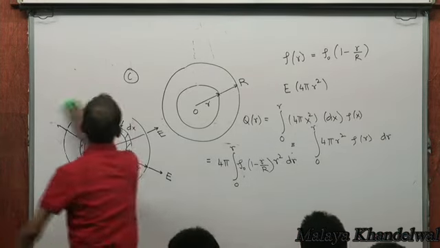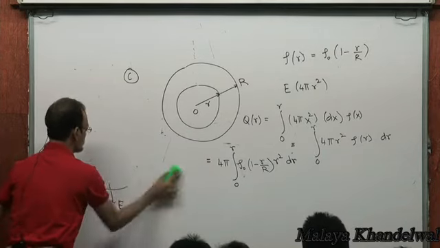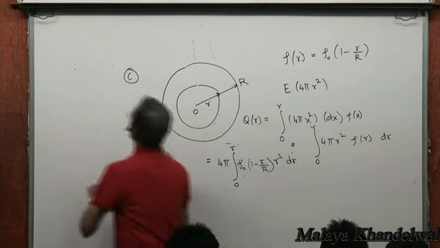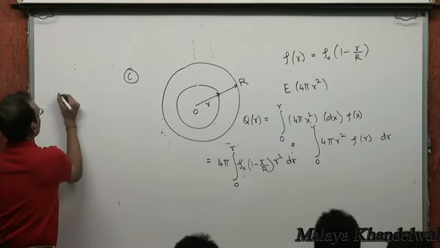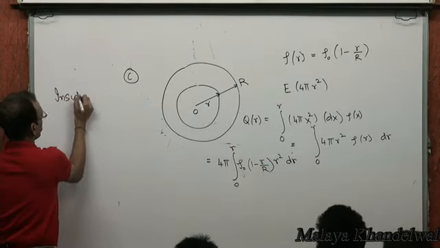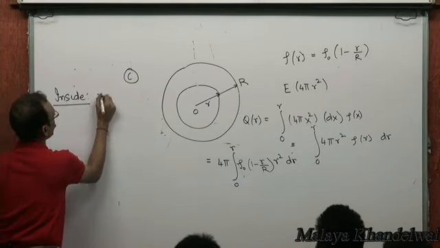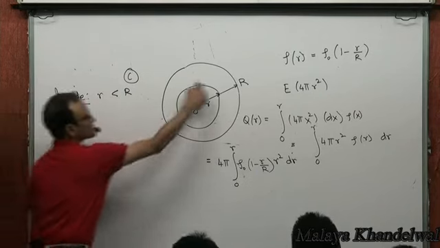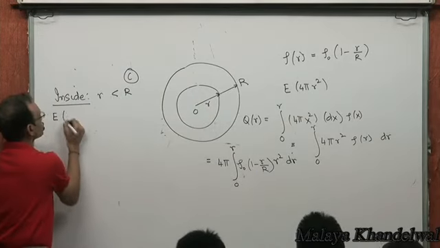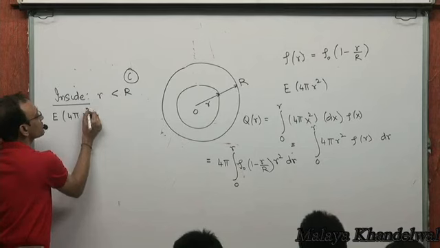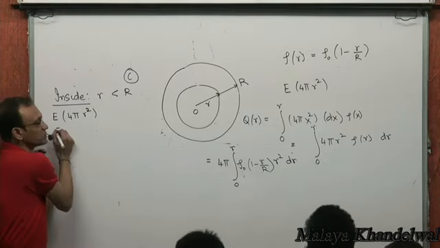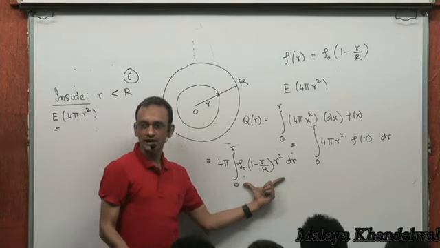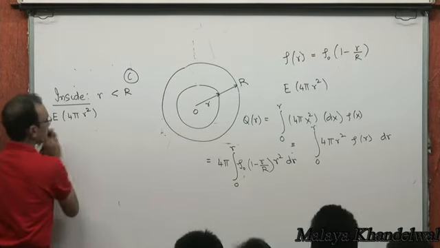So inside the sphere, that is for small r less than capital R, the flux through this chosen Gaussian surface is going to be E into 4 pi r squared. That's the flux through this Gaussian surface. That must be this charge enclosed by epsilon naught, right?